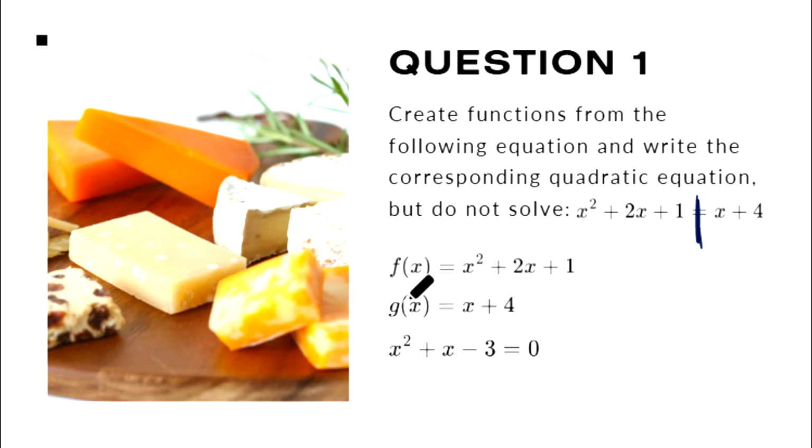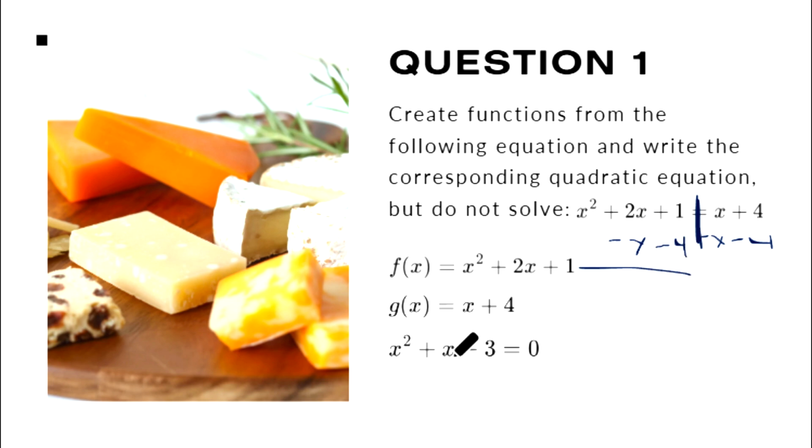And the quadratic equation is to set them equal to each other and then move all this to the other side. So it becomes negative x and negative 4. Okay. And make it equal to 0. But here's the thing. We can combine terms. Okay. So that would leave us with x squared.